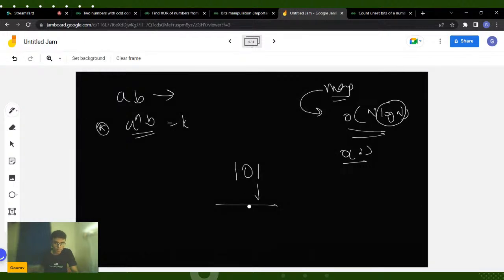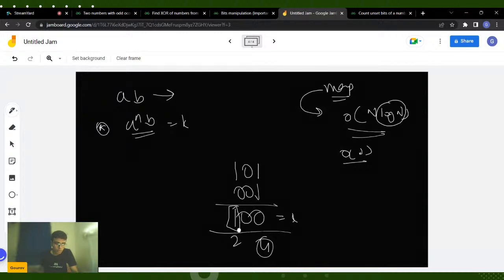So when you do a XOR, this will become 0, this will become 0, and this will become 1. So 5 XOR 1 is equal to 4. Okay. Now this is the value of the key that I was talking about. Now what you do, you check for the rightmost set bit. In this case, the rightmost set bit is at position number 2.